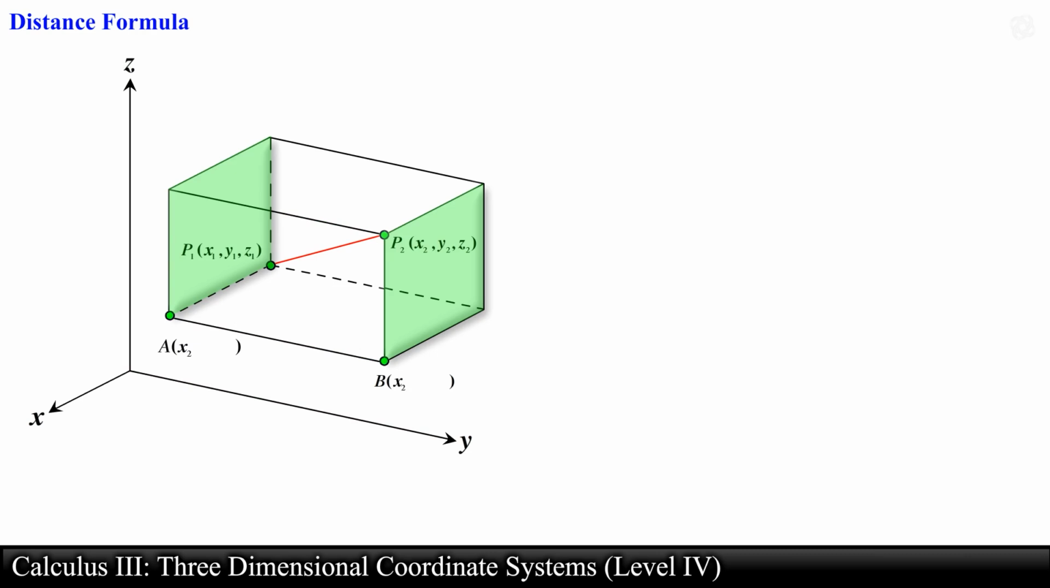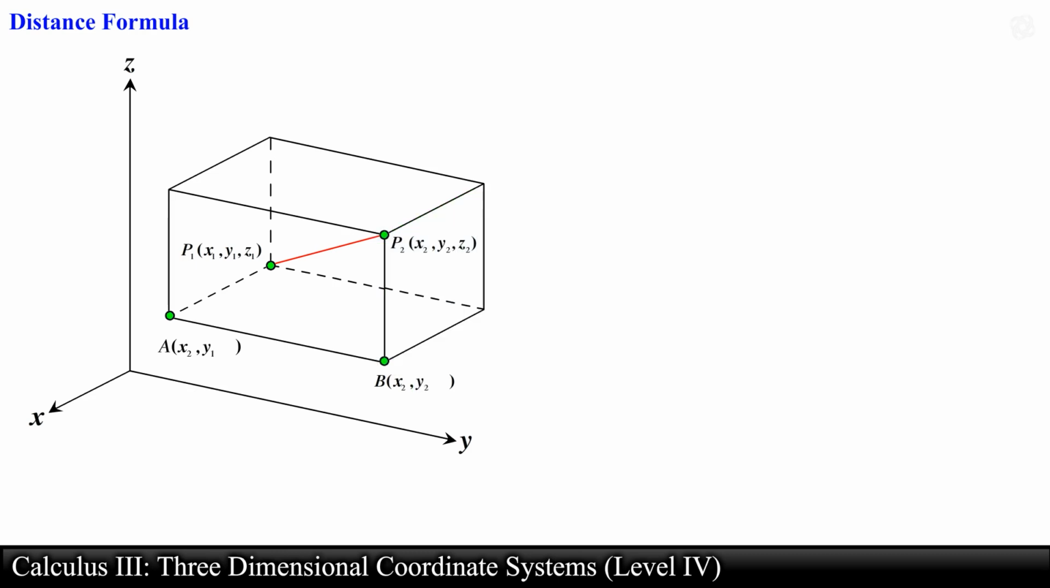Similarly, the faces on the sides of the box are parallel to the XZ plane, and contain point 1 in the left face and point 2 in the right face. This means that every single vertex on the left face will have the same y-coordinate as point 1, in this case y sub 1. So vertex A will have y sub 1 as its y-coordinate, and every single vertex in the right face will have the same y-coordinate as point 2, in this case y sub 2. So vertex B will have y sub 2 as its y-coordinate.